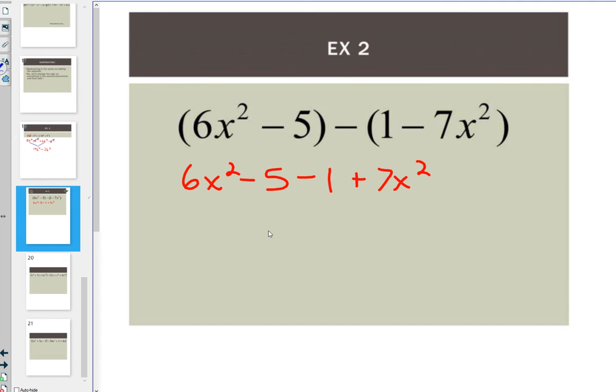When I put this in standard form, I start with the squares. And both of you correctly said that we had 13x squares. Okay, 6, 7, 13. But then negative 5 minus 1 is not negative 4. Negative 6. When they're both negative, you add them and keep the sign.